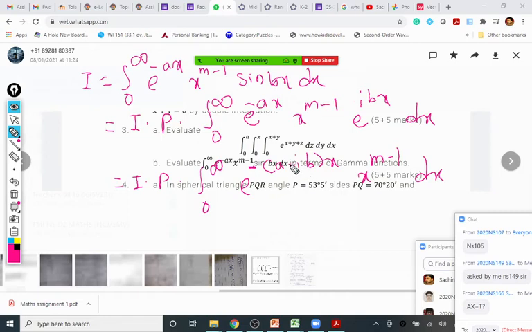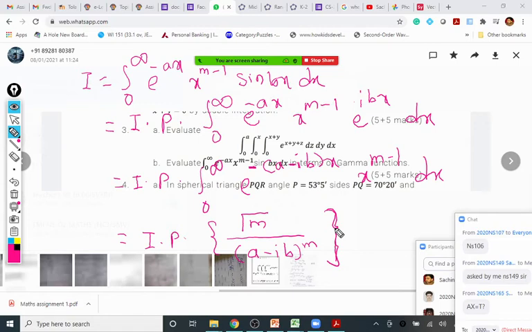Now we just proved one formula: integral 0 to infinity e raised to minus ax times x raised to m minus 1 dx is gamma m upon a raised to m. So for this imaginary part, by that property of the gamma function, it is gamma m upon, what is a here, a minus ib, a minus ib raised to m. Is that clear?